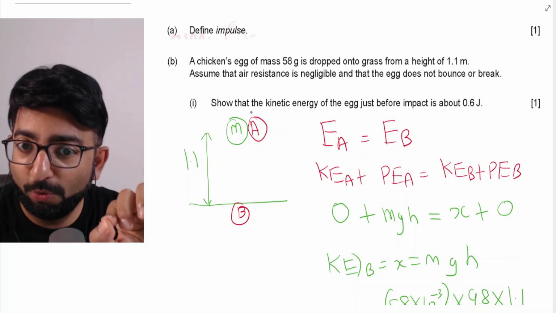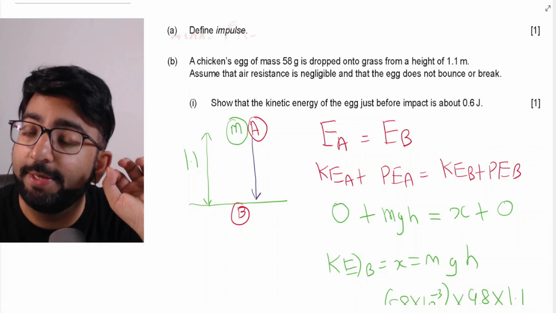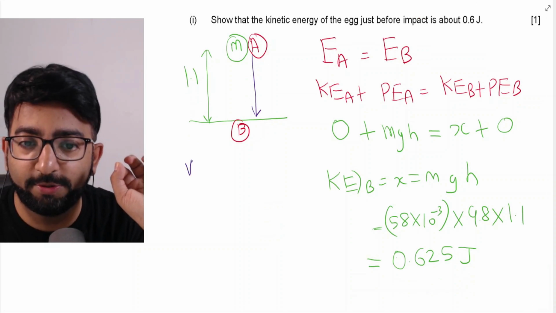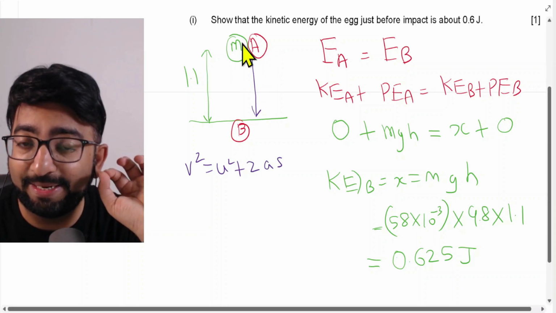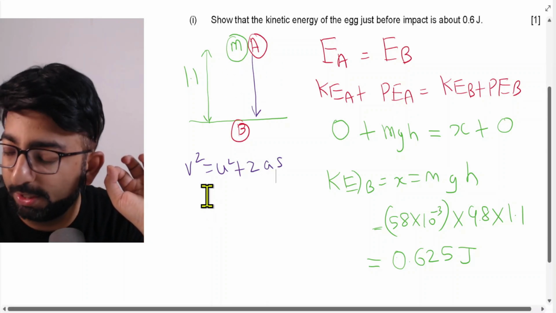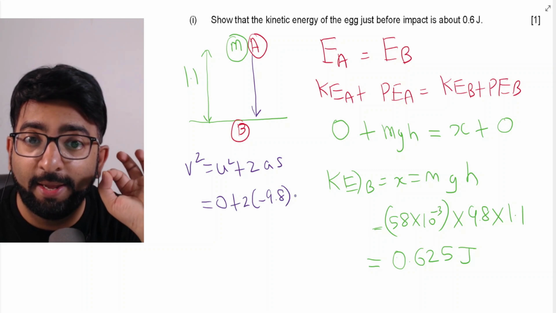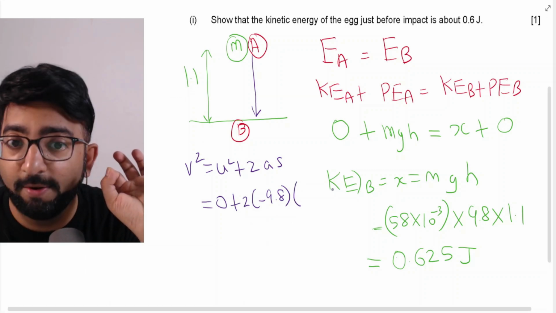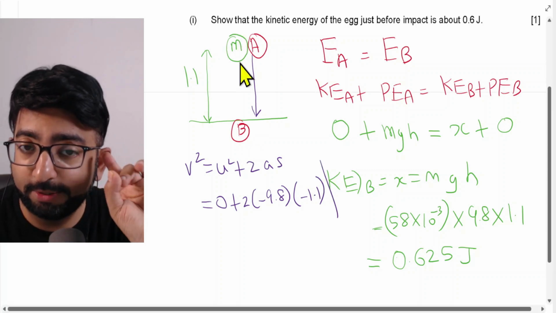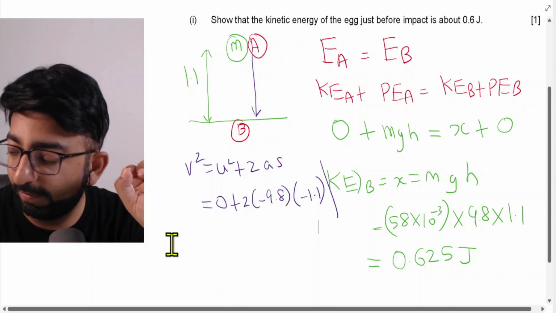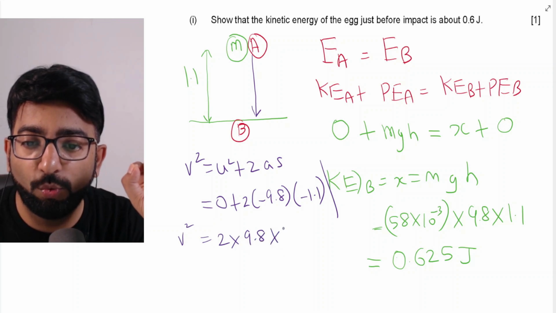We could have solved the same question using the Stewart equation. If I consider point A to B, let us use v squared equals u squared plus 2as along the y direction. Since the egg was dropped, the initial velocity is 0, plus 2 times acceleration, which is negative 9.8, and displacement, which is the height, negative 1.1. Why minus? Because the egg is going downwards, so displacement is downwards. Hence v squared is 2 times 9.8 times 1.1.